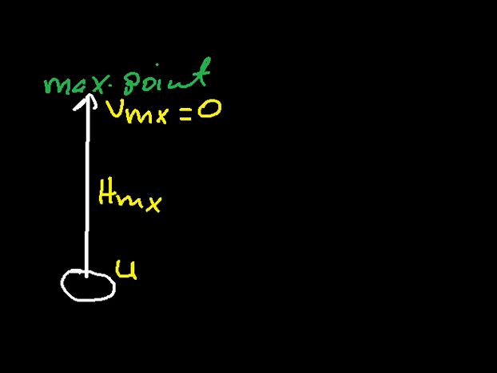What is the time it takes for the object to move from the level ground up to the maximum point? It is given as t max, the time for the object to reach the maximum point. And what is the acceleration of the object as it is moving upwards? It is the acceleration due to gravity, and it is negative. Mind you, whenever the object is moving upwards, acceleration due to gravity is negative. So take note of that.